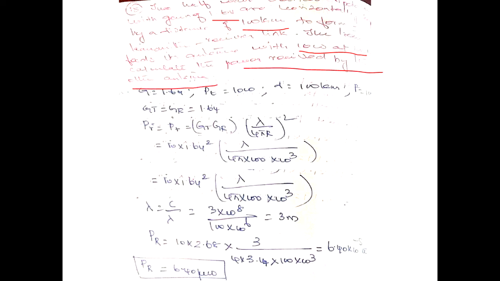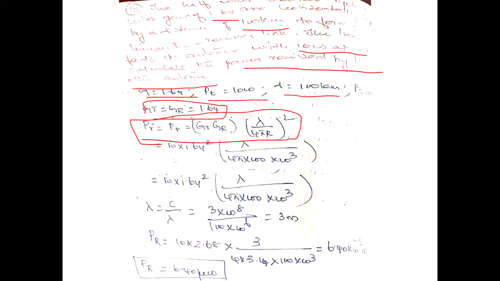You have to use the Friis formula to calculate the received power. This is the formula. Here both the antennas have gain 1.64, as given, the frequency is 100 megahertz, D is 100 kilometers, and PT is given. If you substitute all those values, you will get the received power for the antenna as 6.4 microwatt.